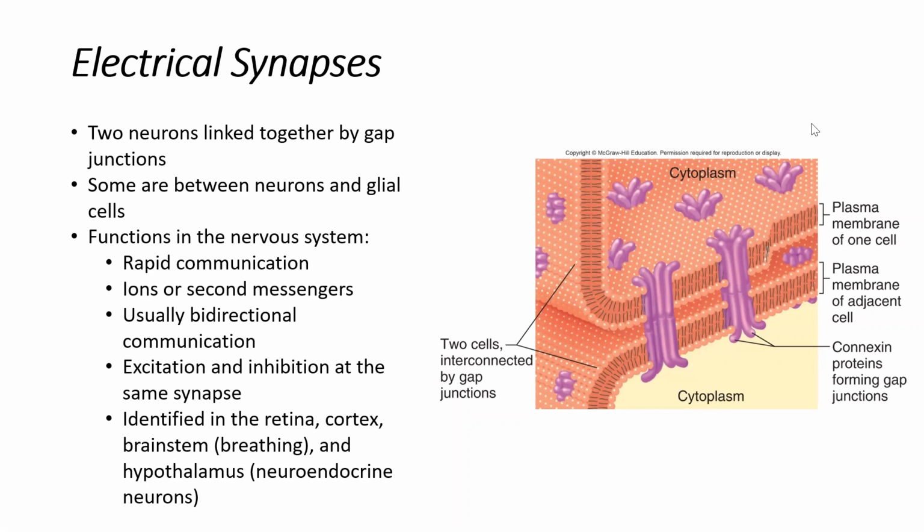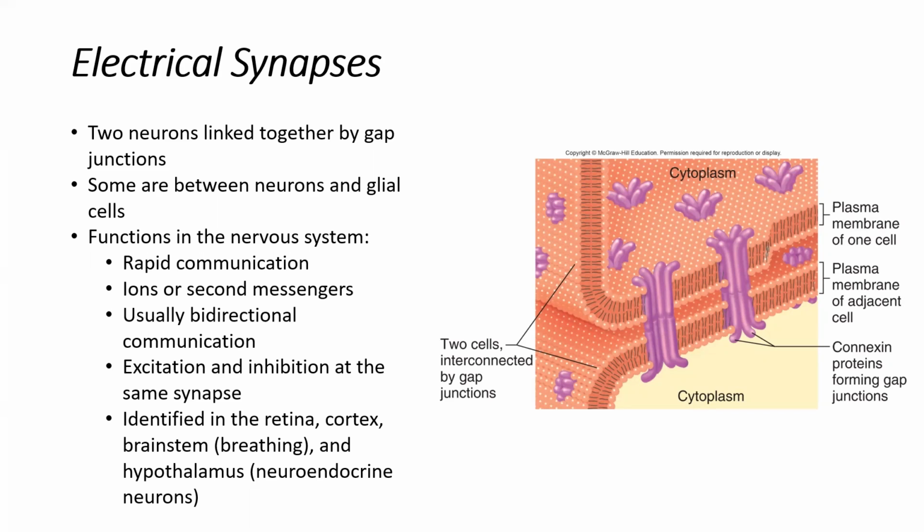So electrical synapses are basically two neurons that are linked together by these gap junctions. And these gap junctions are passageways of communication that allow communication to happen from one neuron to another. As we can see here, it's these connexin proteins that are linked together to form this passageway or pore that allows for the passage of this electrical information or electrical signal. They function pretty much throughout the nervous system. They are very fast in their communication.